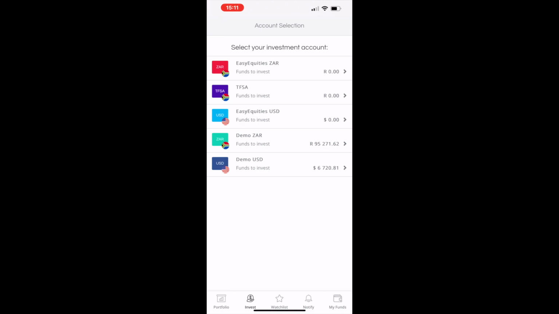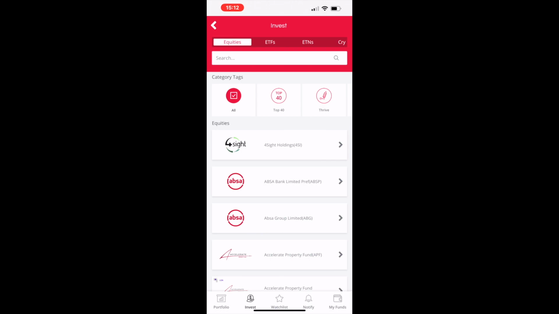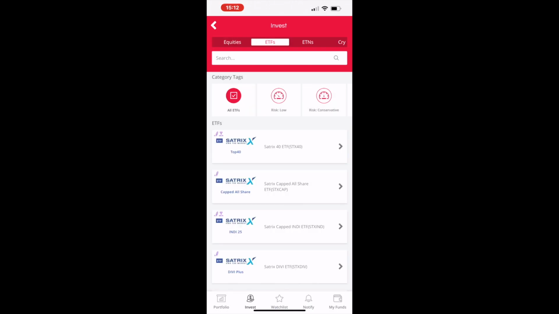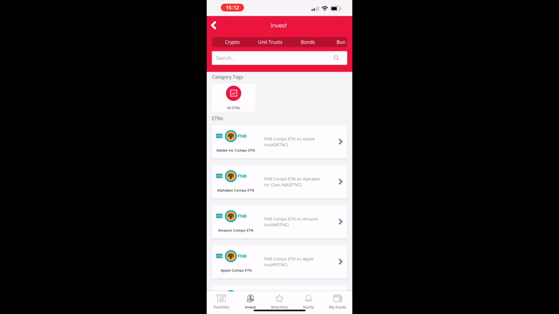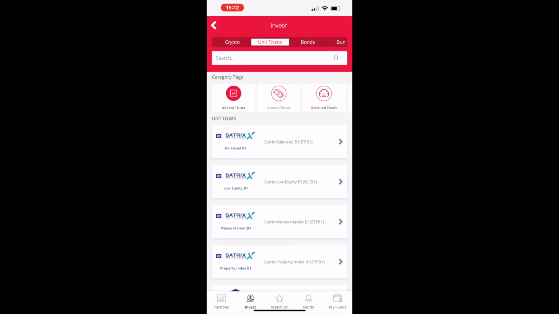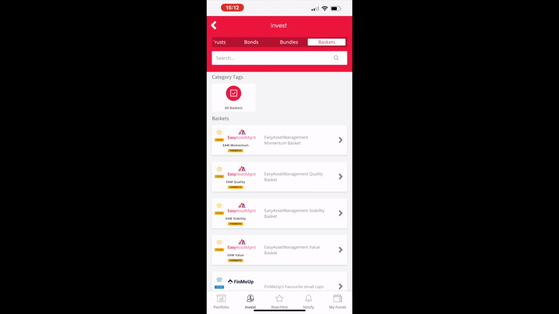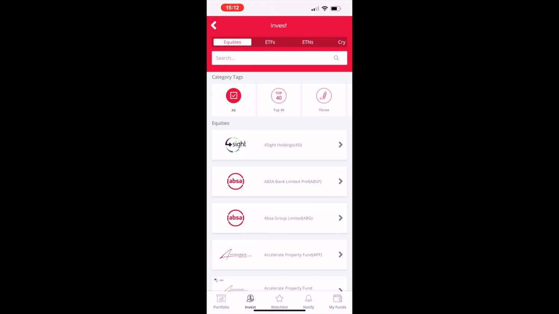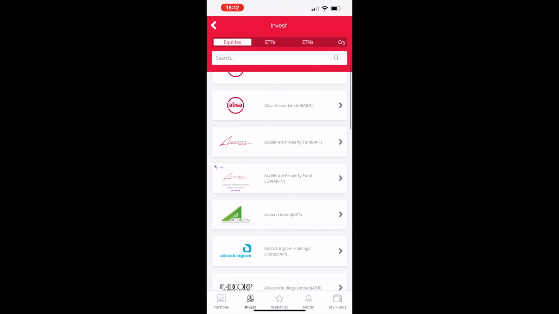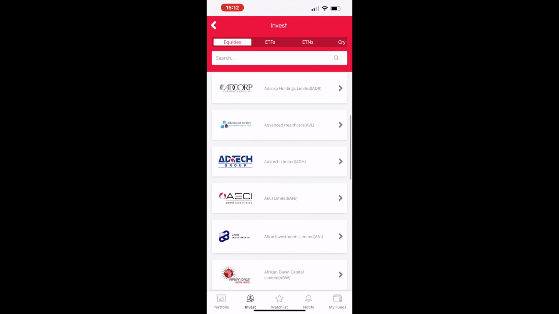Okay, and then we'd go back to invest, because we are here to see how we can invest and how we actually go about investing. I have clicked on the EasyEquity ZAR account just to see how to invest. On that banner you can see equities, ETFs, ETNs, crypto, unit trusts, and so forth. It just shows you the different types of investments that you can make. If you need more details on that, please do watch my previous videos where I explain what ETFs are and what unit trusts are and so forth.